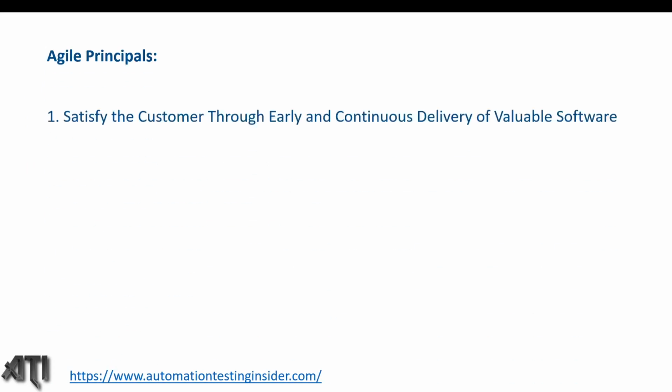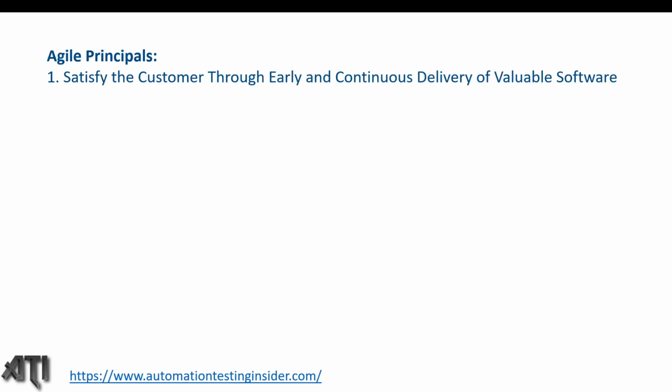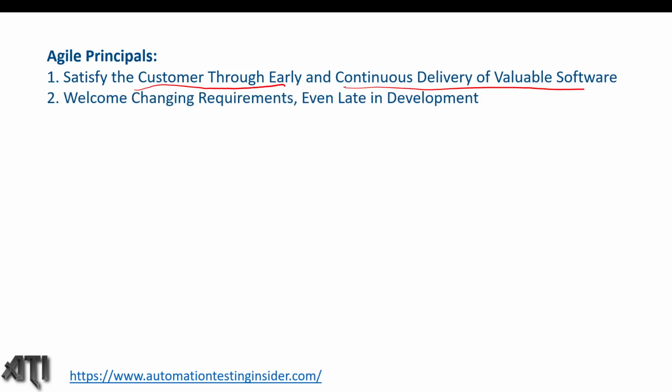Now let's talk about the principles we have in Agile. The first principle is to satisfy the customer through early and continuous delivery of valuable software. Satisfying the customer through early and continuous delivery of valuable software is important. Welcome changing requirements even late in the development. So we always welcome changing requirements, as we discussed in the values, even late in development.